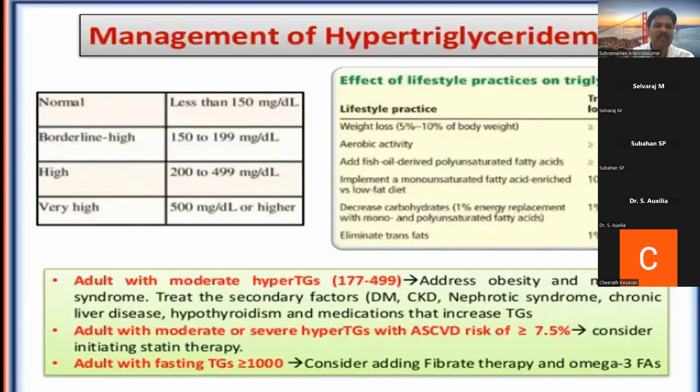So please carry your message. Fibric acid derivatives are not going to give mortality benefit. It is only going to increase the side effect profile of statin. Adult with moderate or severe hypertriglyceridemia, consider initiating statin therapy, not fibric acid derivative therapy. In spite of all the therapy, if you want to add something, your triglycerides will cause small dense LDL. So to prevent that, add statin, not your fibric acid. So carry your message very clear. Adult with fasting triglyceride more than 1000, add fibrate therapy to prevent pancreatitis, not coronary artery disease.